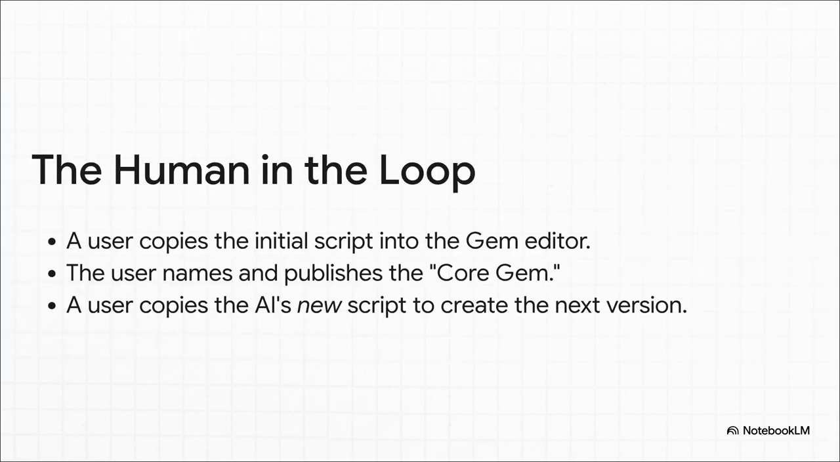Now, here's a really important point that kind of grounds this whole thing. This isn't some automated magic where we just hit a button and walk away. A human user is the bridge between generations. They take that initial code to create the first gem, and then, and this is key, they take the new code that the AI generates and use that to create each new version.